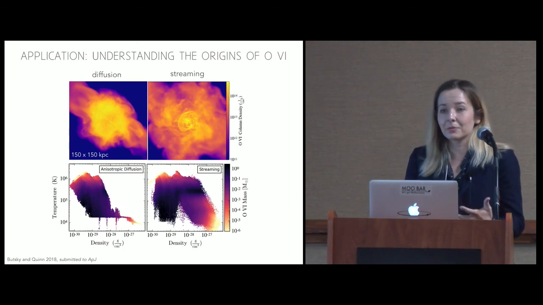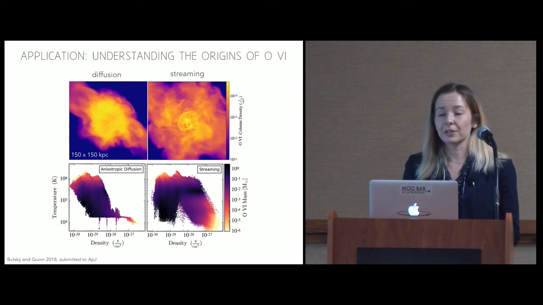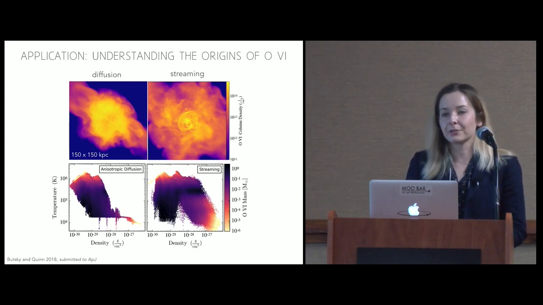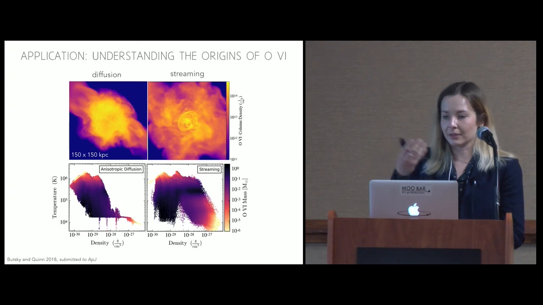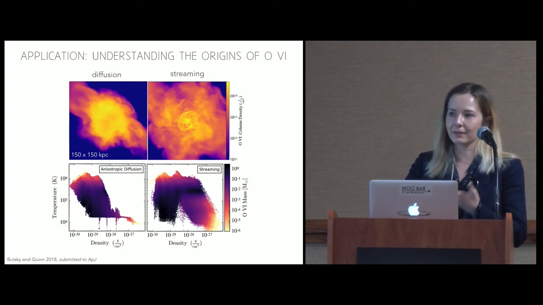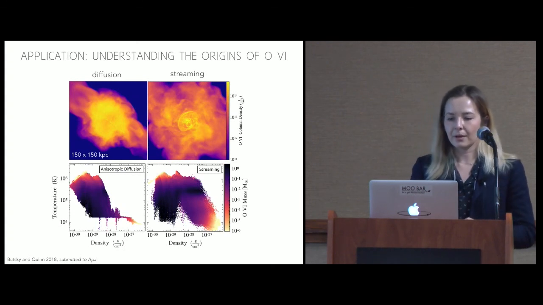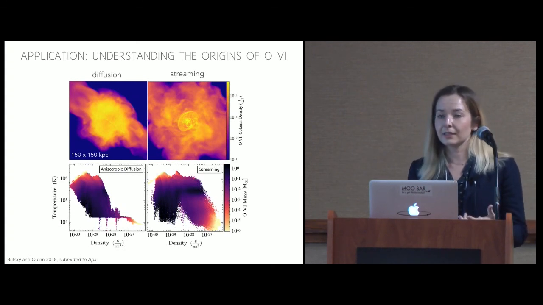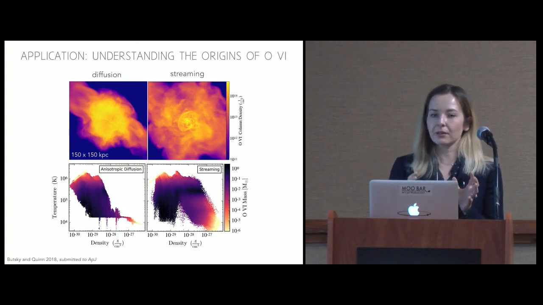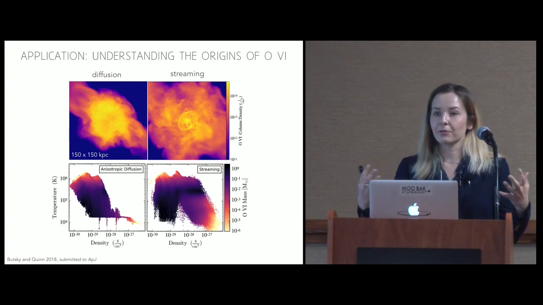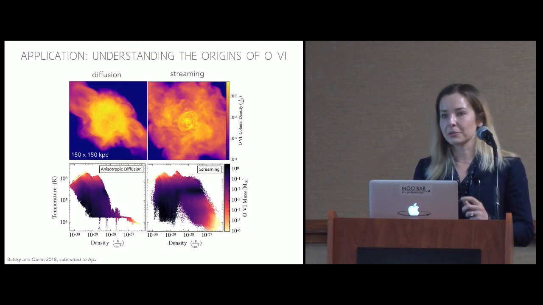And because we see it in such abundance, it implies that there's some sort of energetic source that's continuously heating up this gas, so that it's caught in the cooling and heating cycle, which is why we see so much of it. Alternatively, if it's photoionized, then it would trace gas that's really, really low density, and it would be out of pressure equilibrium with the hot gas, which poses its own problems.